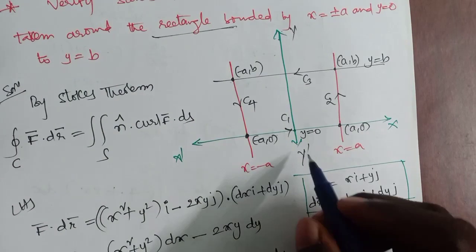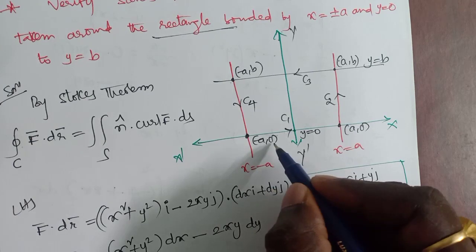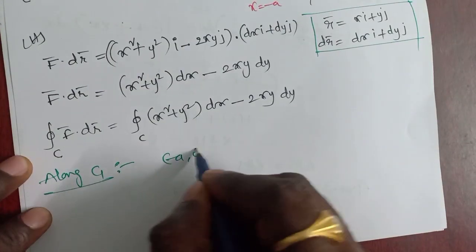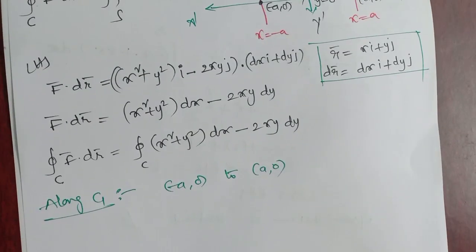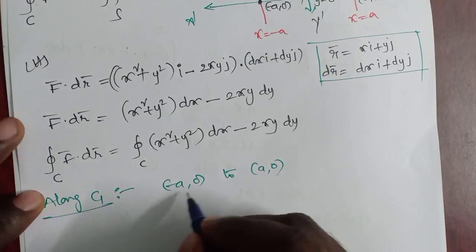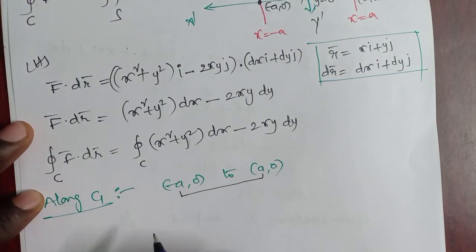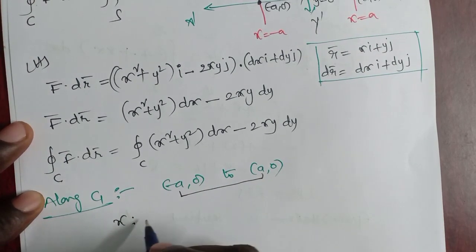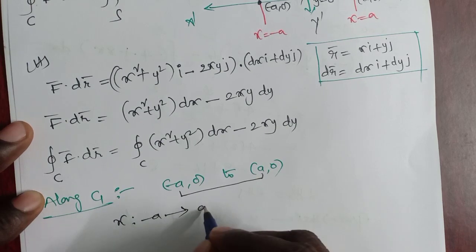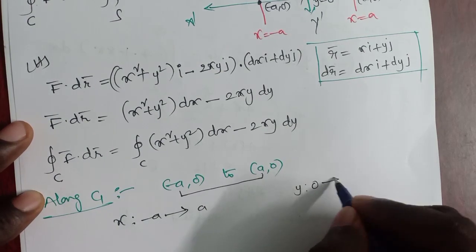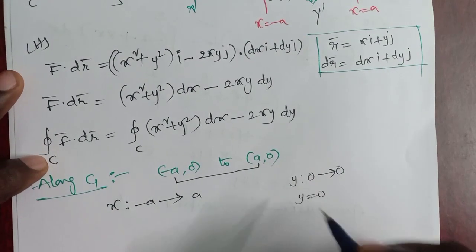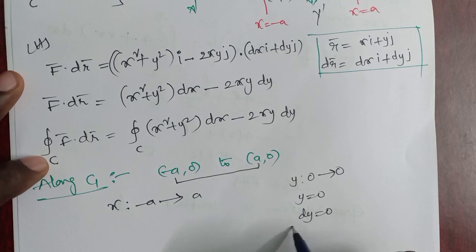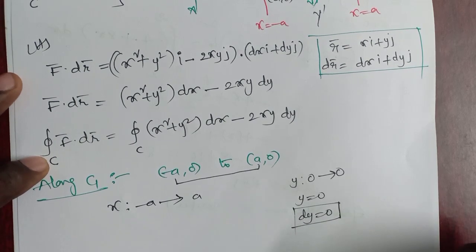So along C1 we have the boundaries from minus a comma 0 to a comma 0. Since x ranges from minus a to a, but y ranges from 0 to 0, which means no change. Clearly y equal to 0, that means dy also equal to 0.